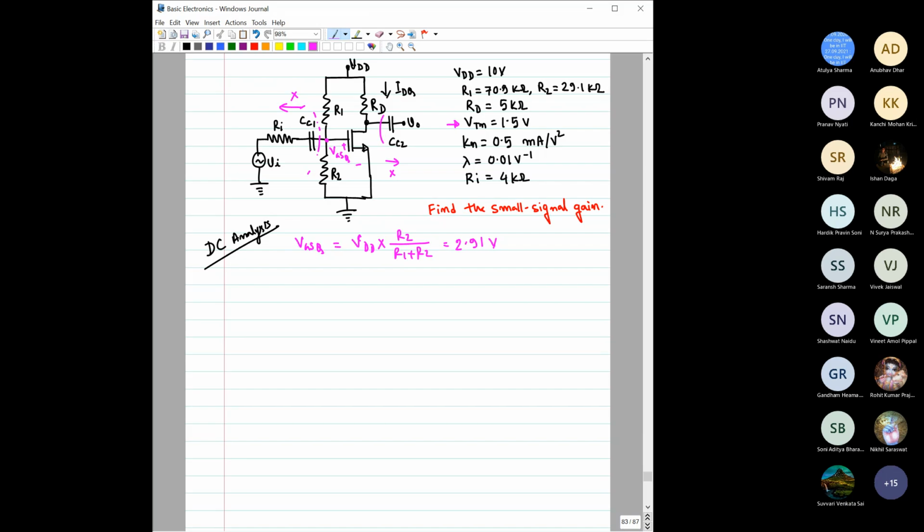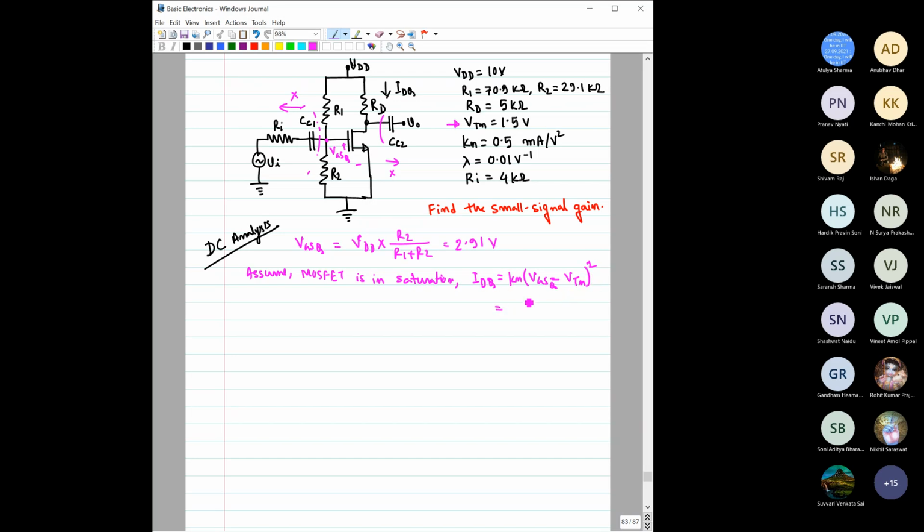But if the transistor is on, it might be in the linear or triode region, or it might be in the saturation region. We know how to approach this. We will assume the MOSFET is in saturation, and when we assume this, we can write IDQ equal to Kn times (VGSQ minus VTN) squared.